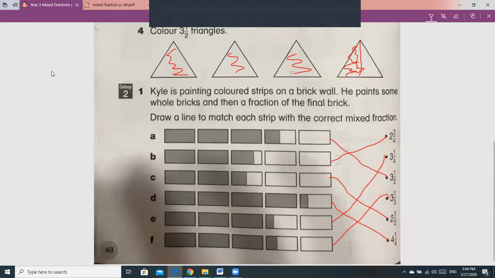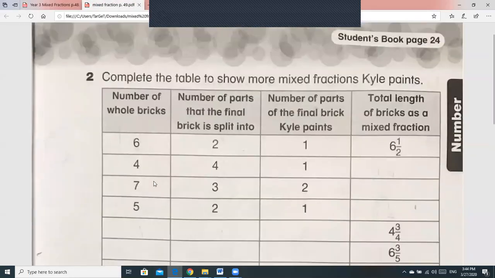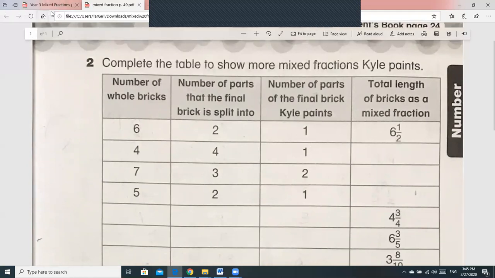Okay, now let's make page 49. Here, it says complete the table to show more mixed fractions. Kyle paints. Number of whole bricks he paints, 6. Number of parts that the final brick is split into, 2. Number of parts of the final brick Kyle paints, 1. What is meant by this?